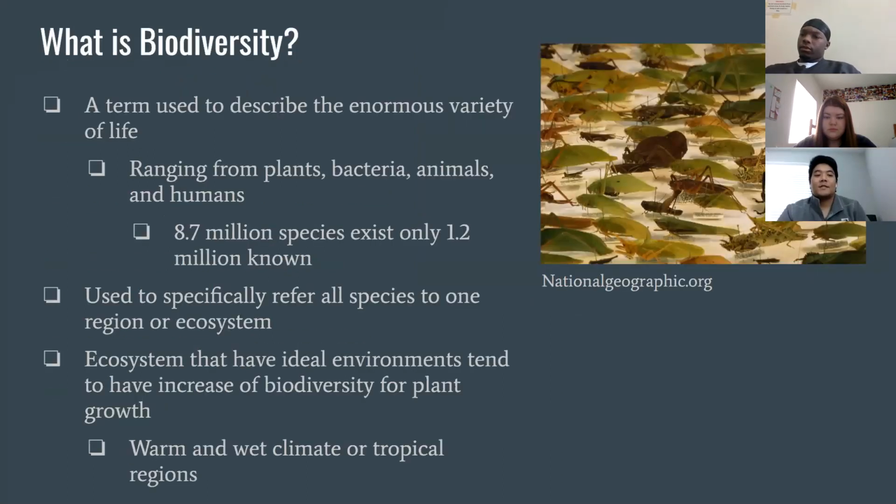So what is biodiversity? It's a term used to describe the enormous variety of life. This can range from plants, bacteria, animals, and humans. Scientists have estimated that there are around 8.7 million species of plants and animals that exist, but only 1.2 million species that are described, of which most are insects. It can also be used to refer to all species in one region or ecosystem. Depending on the environment, there can be signs of increased biodiversity from warm to wet and tropical areas.